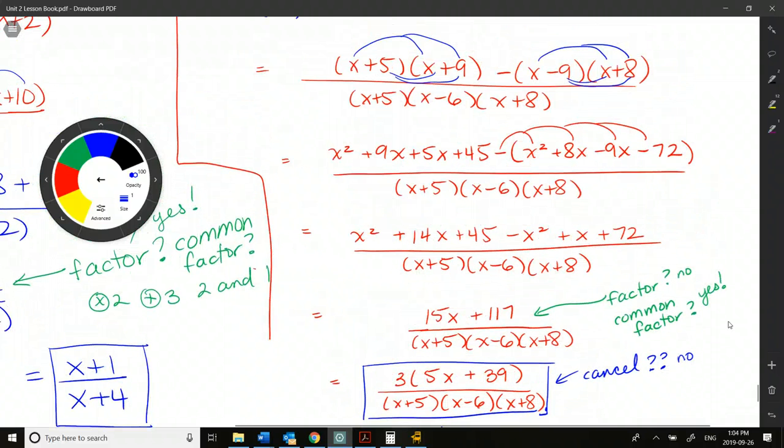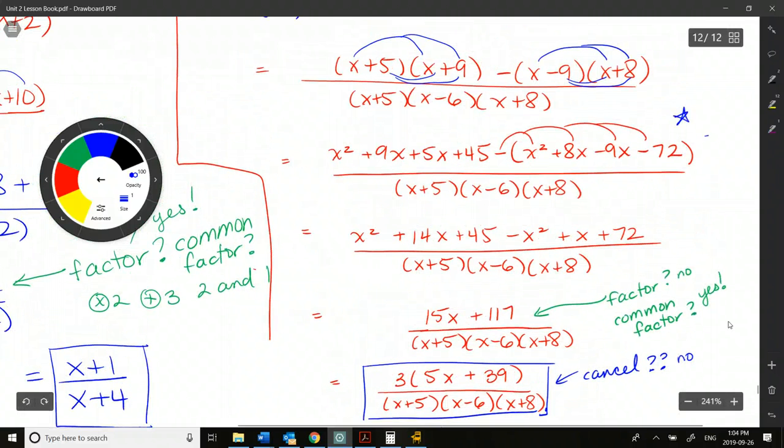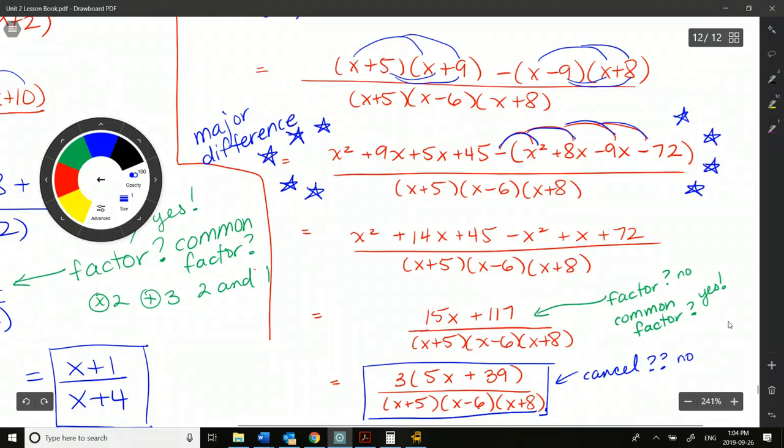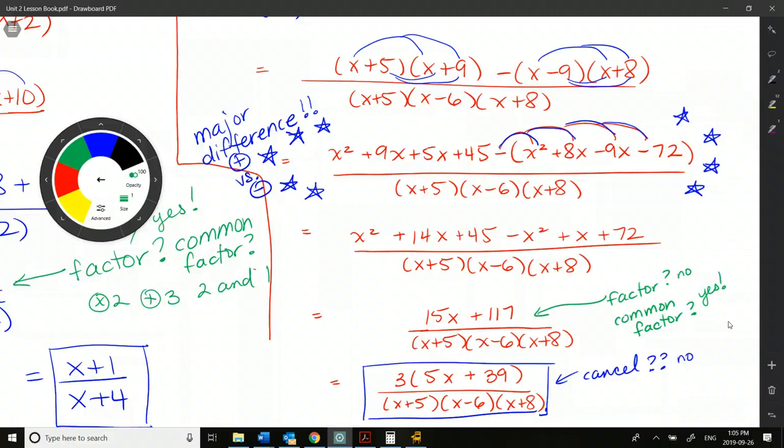Okay, so what you might do is just put some stars around this step right here, because this is the key step that is different between addition and subtraction. This one is big. The fact that I have to FOIL in this negative into each term. This is the major difference between adding and subtracting. Everything else is exactly the same. This is the only extra thing I need to make sure I do with subtraction.